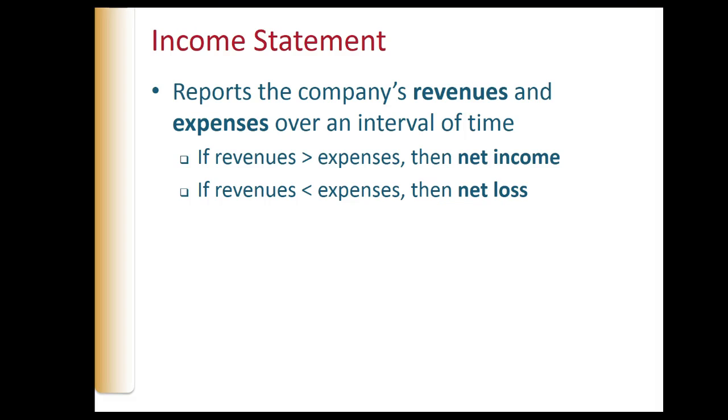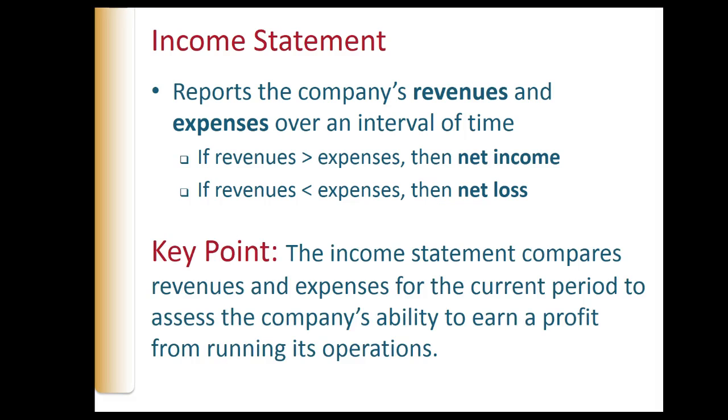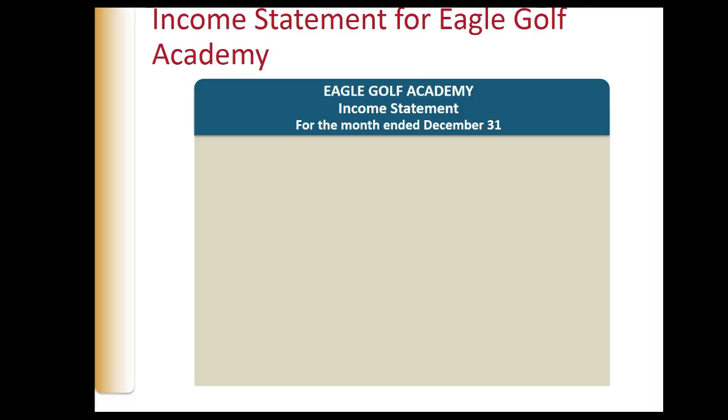Again, the income statement is a listing of the revenues and the expenses over a time period. If revenues are greater than expenses, we've got net income. This is the way we want it to be. Unfortunately, if revenues are less than expenses, then we've got a loss. Now, companies can't continue to be sustainable with losses year after year. The income statement compares the revenues and expenses for the current period to assess the company's ability to earn a profit from running its operations.